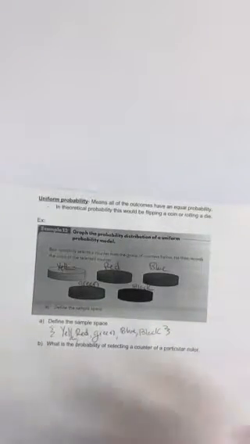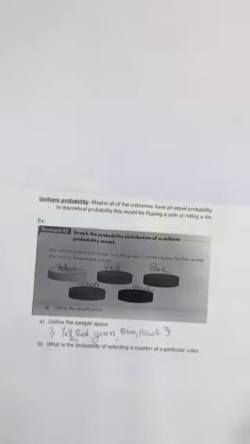Okay, so what is the probability of selecting a counter of a particular color? Well, I can choose any one of these colors, so one color out of 5 options. Okay, so there's a 1/5 chance of getting yellow, of getting red, of getting blue, of getting green, of getting black.